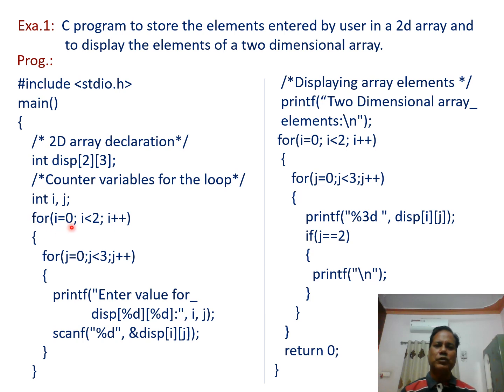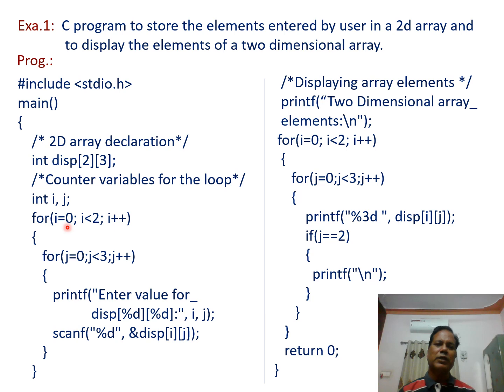So for i equal to 0, i less than 2, i plus plus. This looping statement is to keep track of the row number, and depending on the condition, because the first value of i is equal to 0, because indexing always starts from 0. For i equal to 0, the condition is true, then the body of this for loop is executed, and within this body of the for loop there is another for loop nested.